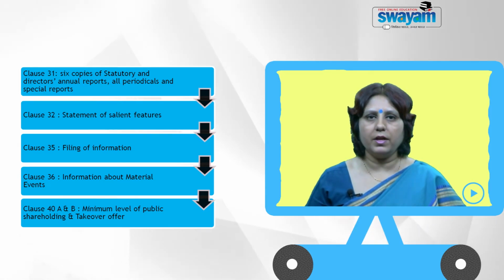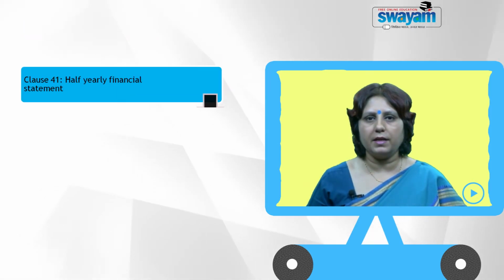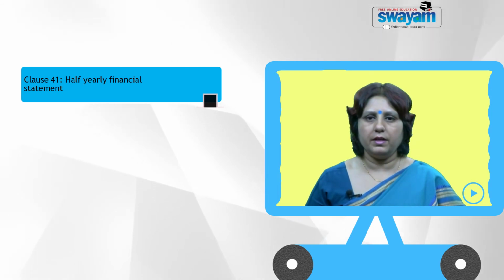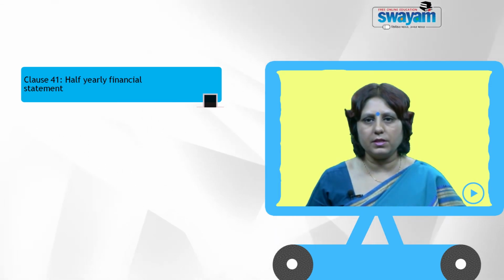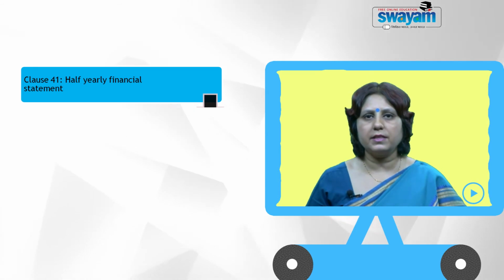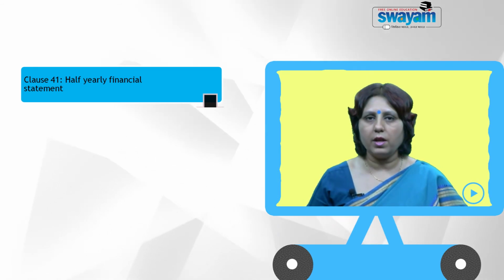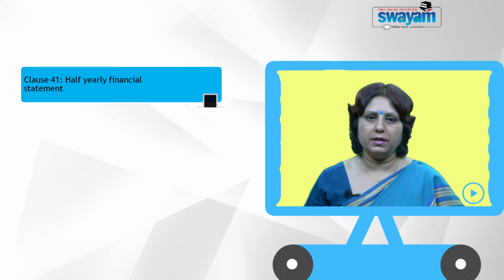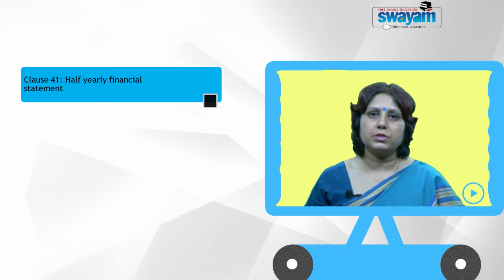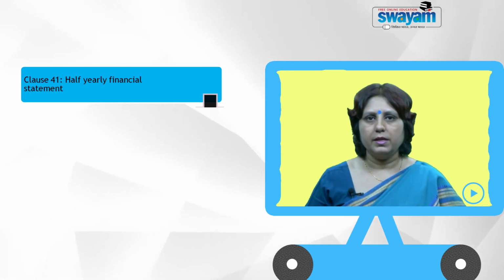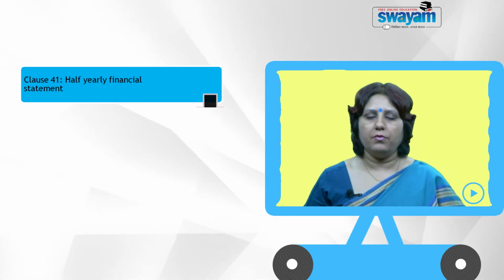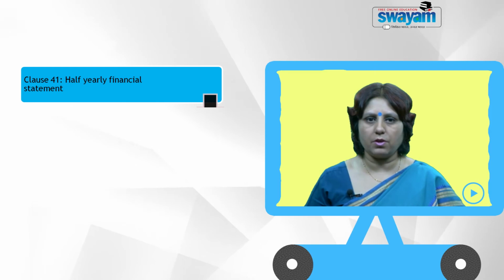Then clause 41 is a very important clause. It says that the company has to give a half yearly financial statement if there has been any variation in the revenue, or total assets or liabilities of the company, or profit and loss in the consolidated financial results, and this variation is 20% or more from the last audited financial statement which was filed by the company. So if there has been a variation of 20% or more, then the company has to file the half yearly financial statement also to the stock exchange.